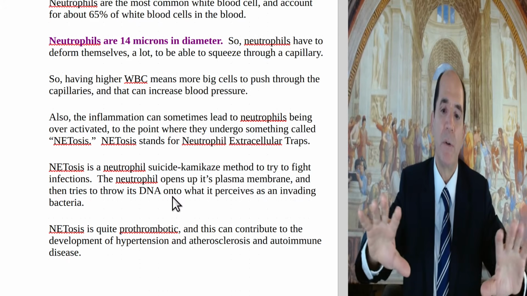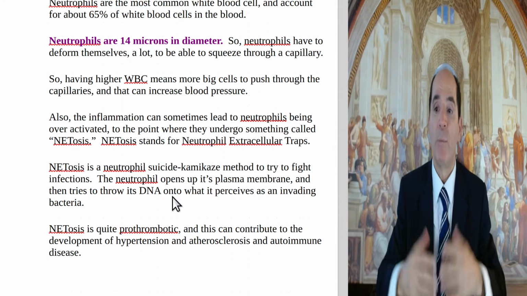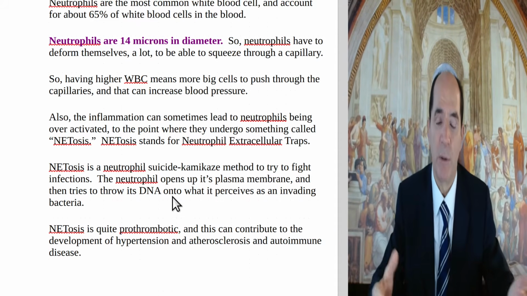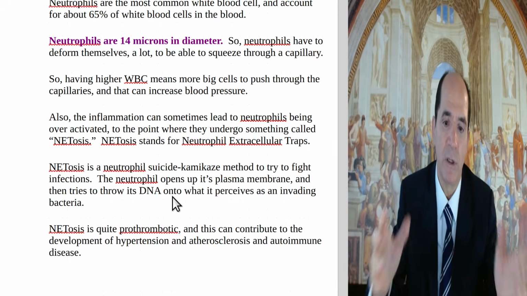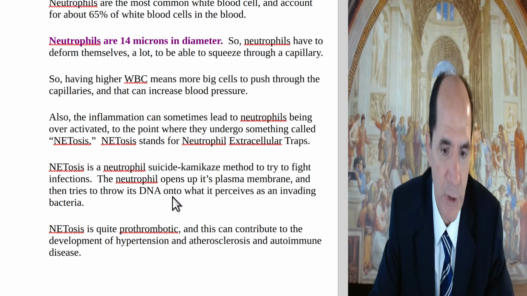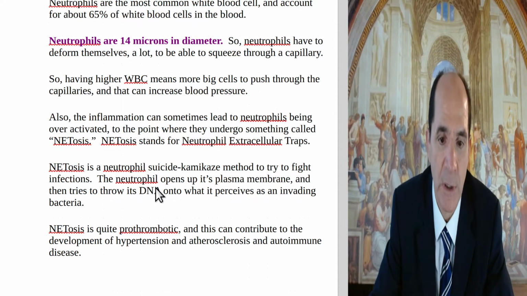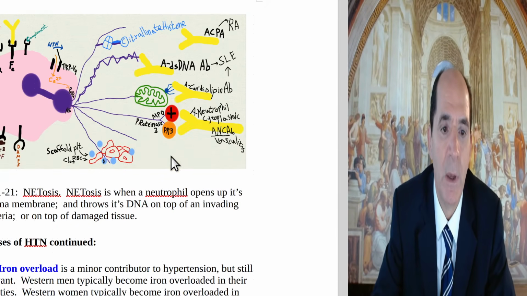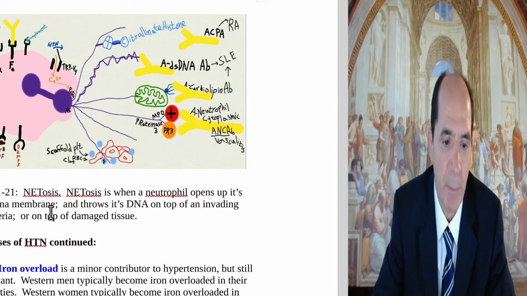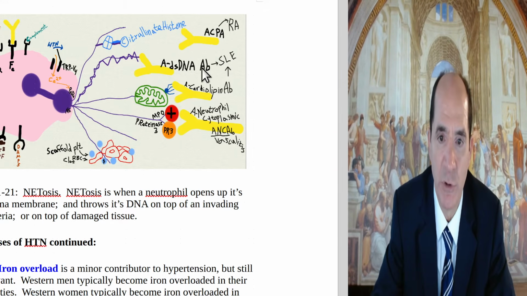And once they release their inner contents, it causes a very prothrombotic reaction, forming more clots in the blood, and that can raise blood pressure, and it can lead to local activation of platelets and other things and potentially clot off an artery. So these are all ways that leaky gut contributes to thicker blood, more clots, and higher risk of having a cardiovascular event, a stroke or heart attack. So here's the act of NETosis by a neutrophil opening up its plasma membrane and throwing its DNA out into the extracellular space.